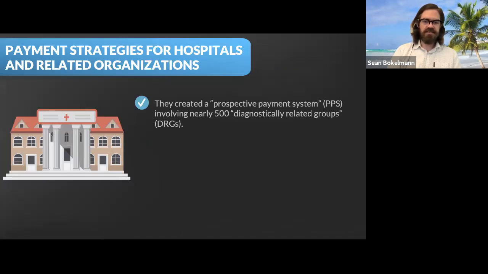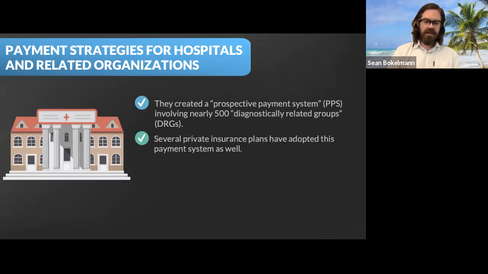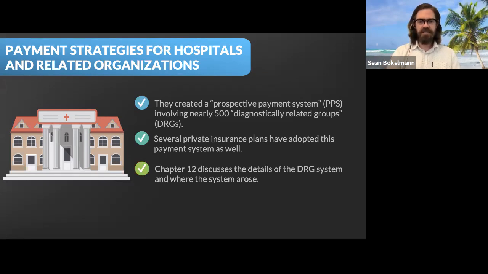So let's look at the details of that. Basically, what happened was the federal government created what's called a prospective payment system, or PPS for short, that involves nearly 500 diagnostic groups, DRGs. So this was something created by the federal government, but it has actually been adopted by several private insurance plans as a payment system. And we're going to talk about the details of the DRG system and where the system arose in Chapter 12 when we talk about Medicaid and Medicare. So we'll see that next week.